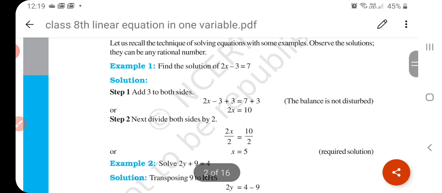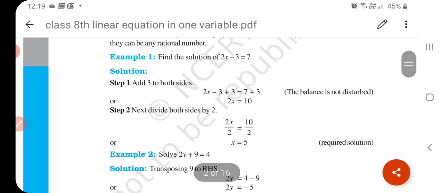See what we do in this case, 2x - 3. First we remove 3 because we have to find the value of x. So 2 is the coefficient of x. So first we remove the 3. Here 3 is with a minus sign. If we add the same value then 3 will be removed.